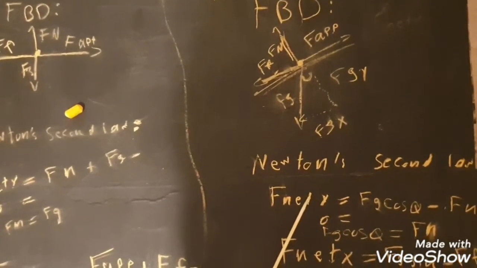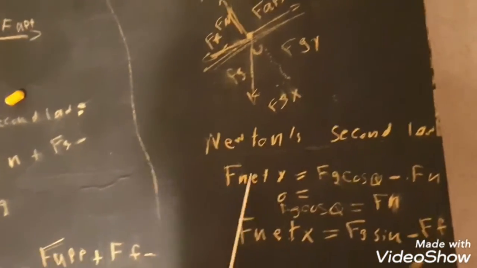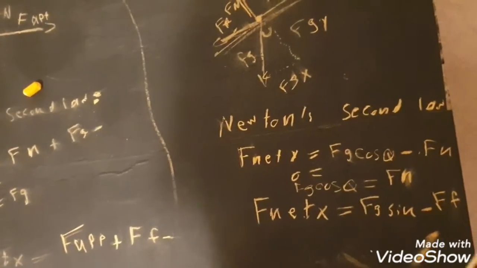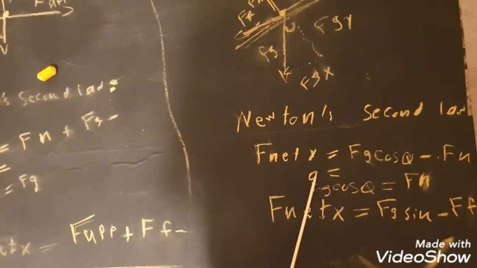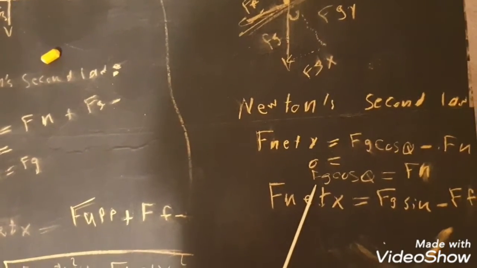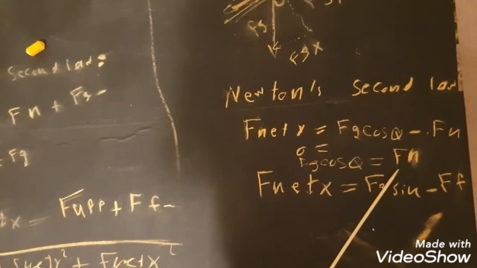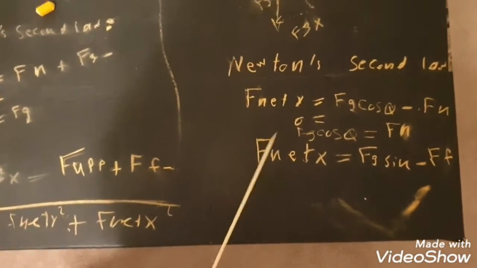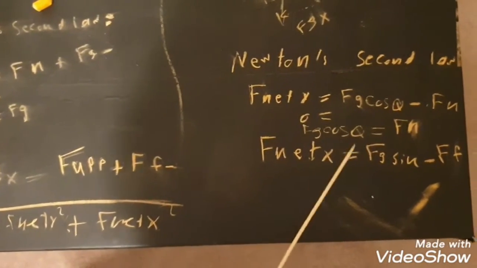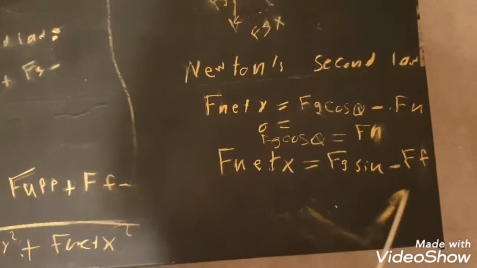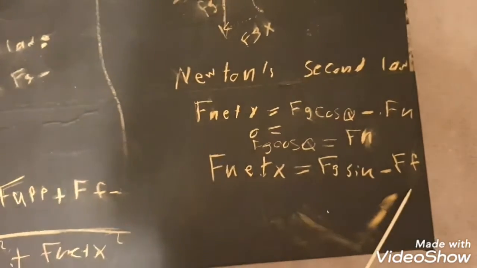To prove what we just demonstrated, we use Newton's second law, where F net y will equal the force of gravity in the y direction minus the normal force, which will equal 0. So the force of gravity in the y direction will equal the normal force. Then F net x will equal the force of gravity in the x direction minus the force of friction plus the applied force.